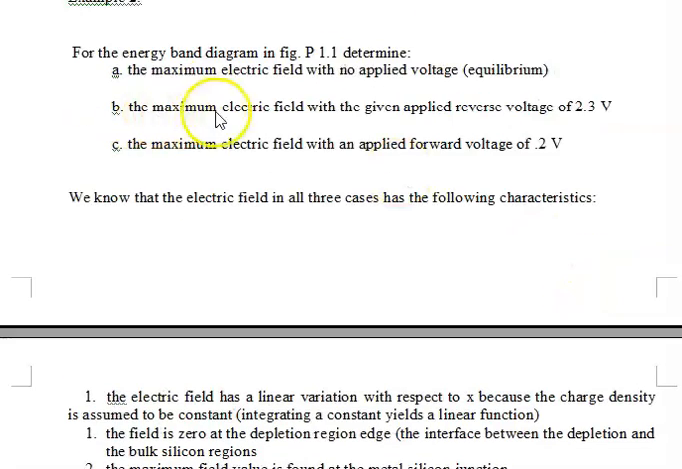Okay, the other thing, before we start here, the maximum electric field will always occur at the metallurgical junction, or the interface between the metal and the silicon. So the position is not a problem, it's just the magnitude, and the electric field will vary linearly with voltage. The definition of electric field is it's equal to volts per centimeter. So E is equal to the first derivative of the voltage with respect to position.